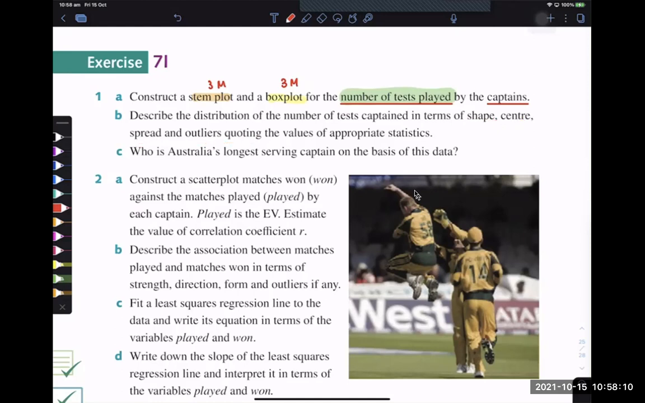So we might provide 2 marks, but considering how much you have to write, we'd approximate it to about 3 to 4 marks. Okay. And this last one here, who's Australia's longest serving captain on the databases? That one would just be 1 mark because it's an analysis question.